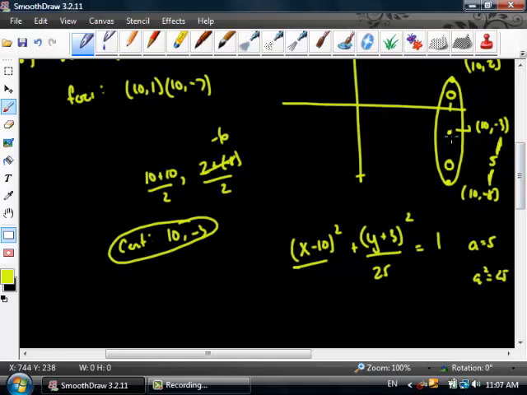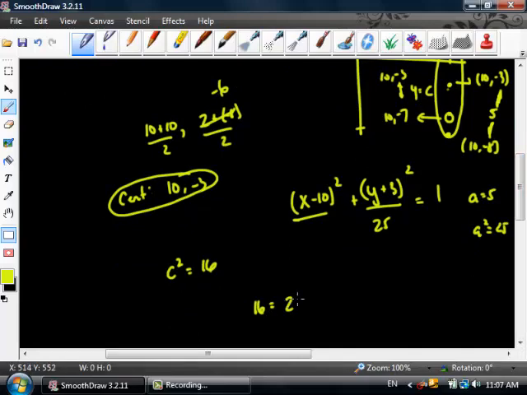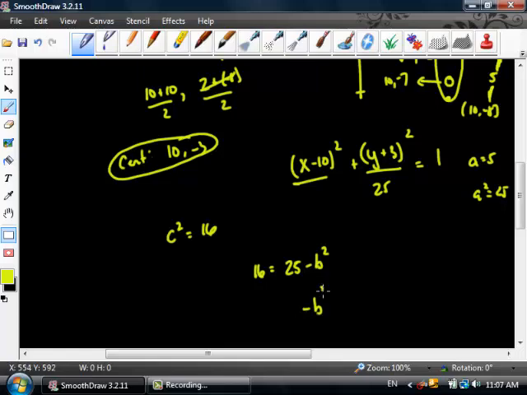So what is the distance between, whoops, there's this thing. This is 10, -7. What is the distance between 10, -3 and 10, -7? What's that distance going to be? Devin? 4. So that means that c equals 4. So c squared equals 16. So I say 16 equals a squared minus b squared. Negative b squared is going to equal -9. b squared equals 9. So, bam.